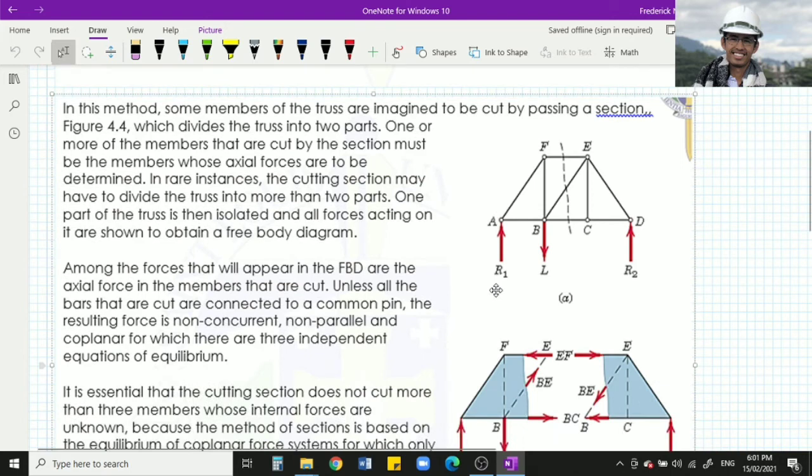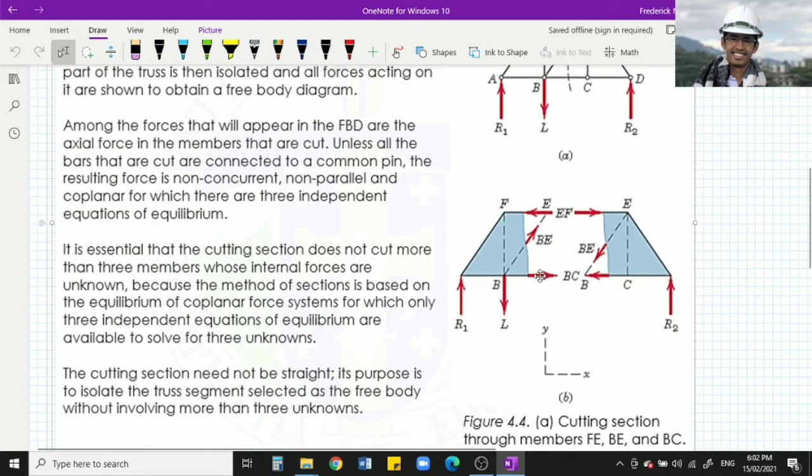Okay? And sabi niya dito, in rare instances, the cutting section may have to divide the truss into more than two parts. So, pwede pa lang more than two parts may divide yung truss. So, one part of the truss is then isolated and all forces acting on it are shown to obtain the free body diagram. So, pwede nating i-isolate. So, mahahati siya sa dalawa.